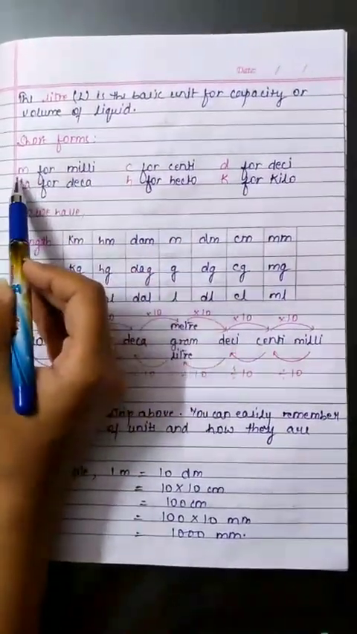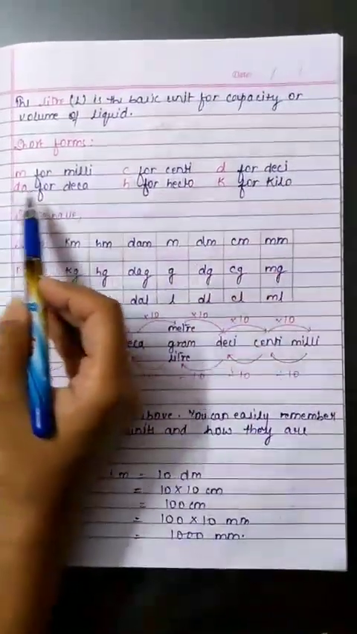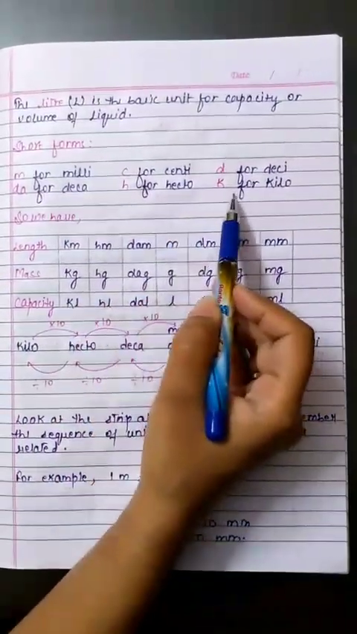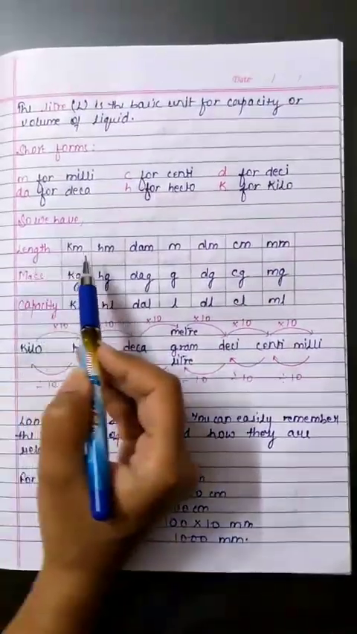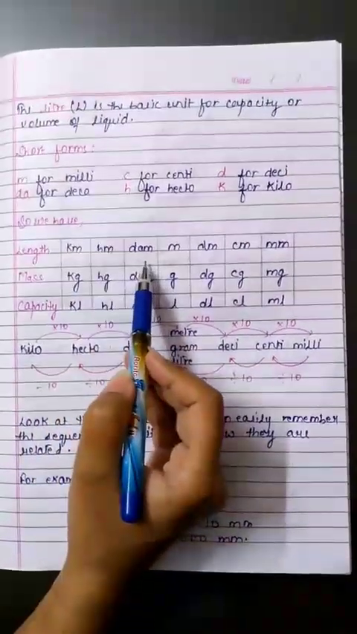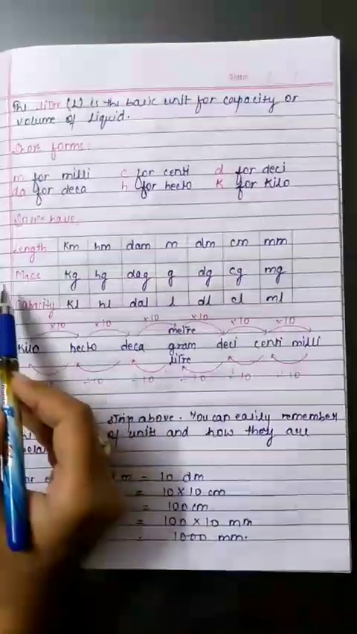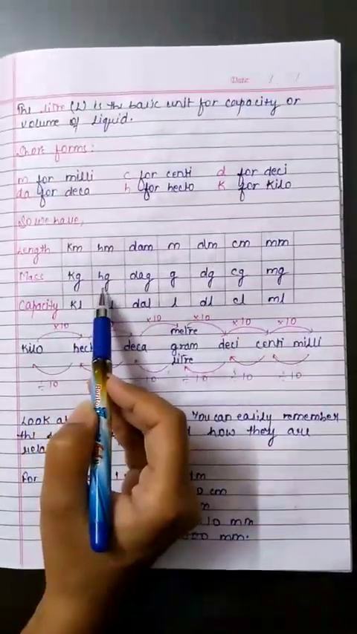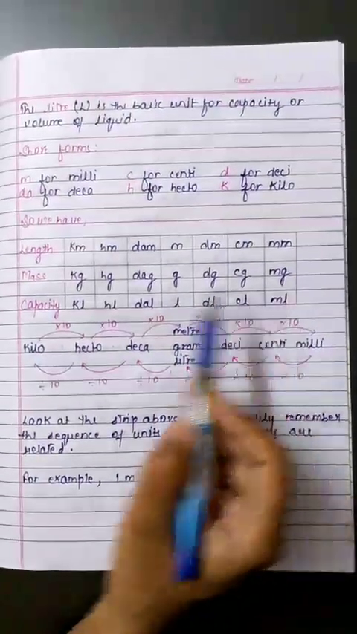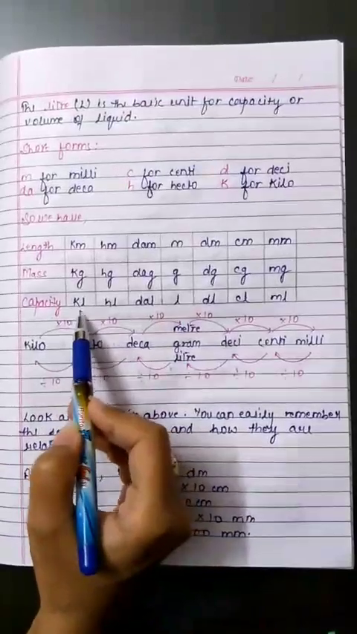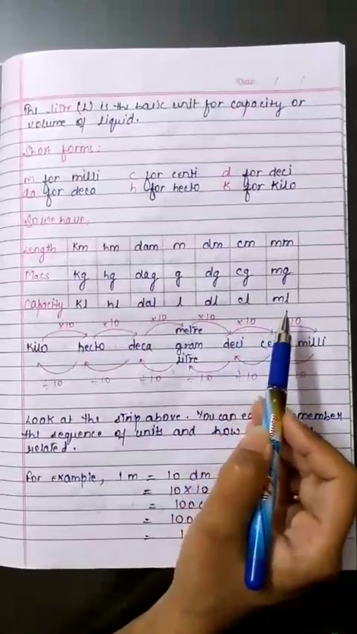Short forms: m stands for milli, c for centi, d for deci, da for deca, h for hecto, k for kilo. So for measuring length, we have kilometer, hectometer, decameter, meter, decimeter, centimeter, millimeter. For measuring mass, we have kilogram, hectogram, decagram, gram, decigram, centigram, milligram. And for measuring capacity, we have kiloliter, hectoliter, decaliter, liter, deciliter, centiliter, milliliter.